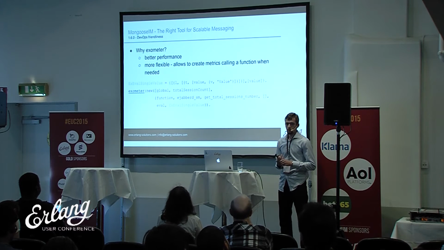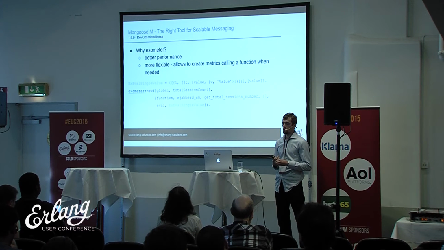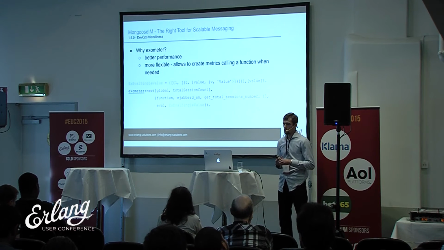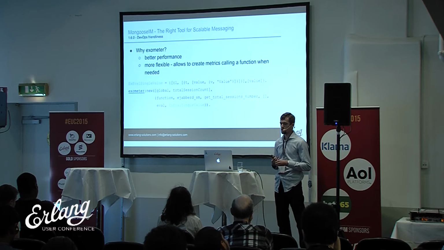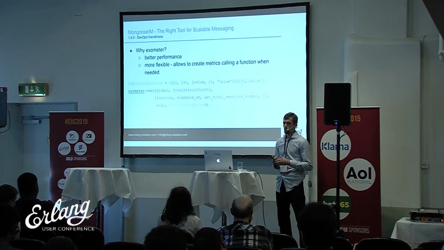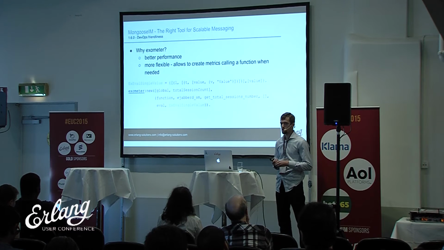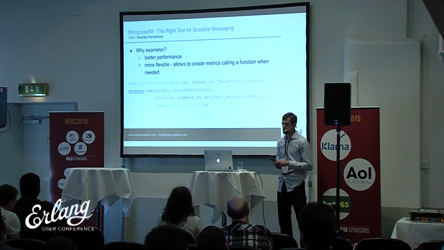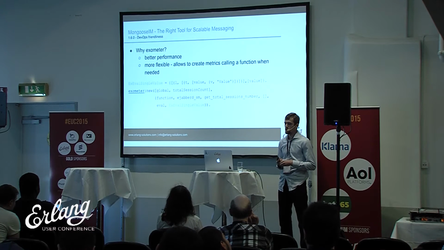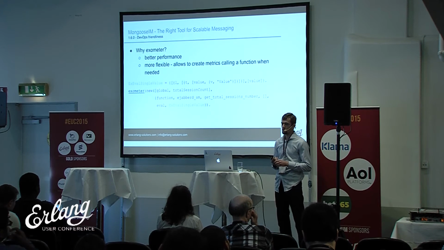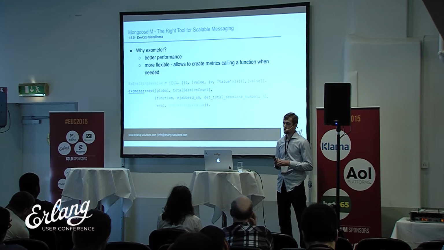Why Exometer? Before 1.6 we had our metrics based on Folsom, but we decided to change it to Exometer. The first factor is better performance. Honestly, I didn't observe Folsom as a bottleneck in our system, but from previous talks this year, we heard that Folsom is not that performant, and also some of my colleagues observed that Folsom can be a bottleneck. But for Mongoose, the key factor to change from Folsom to Exometer is the flexibility which Exometer gives us.